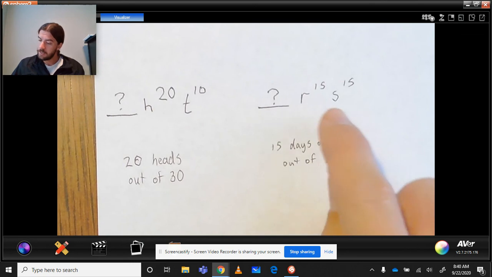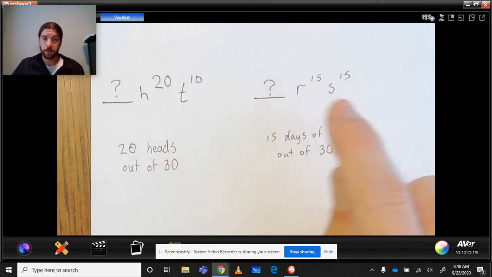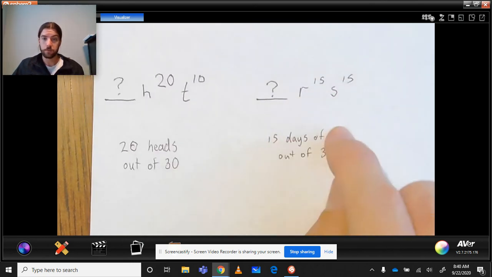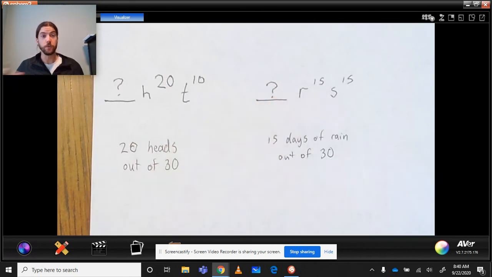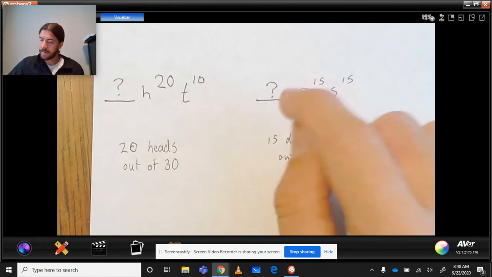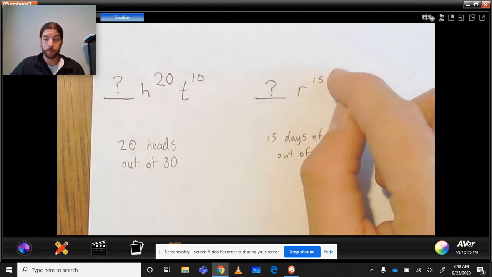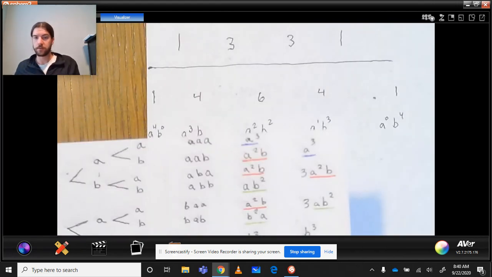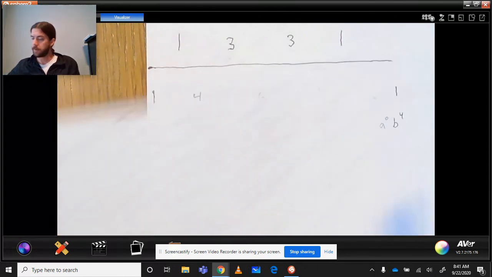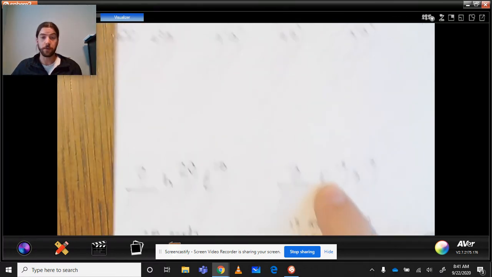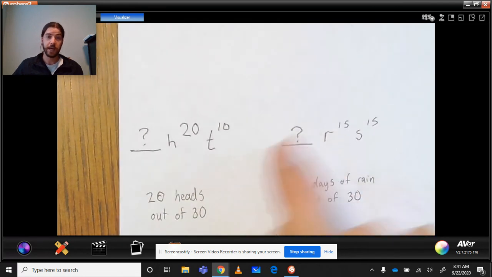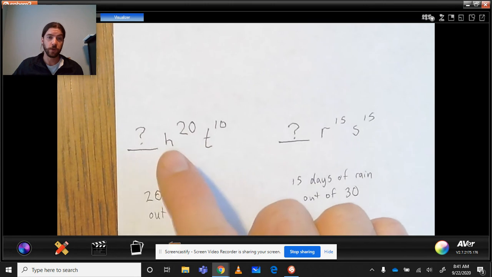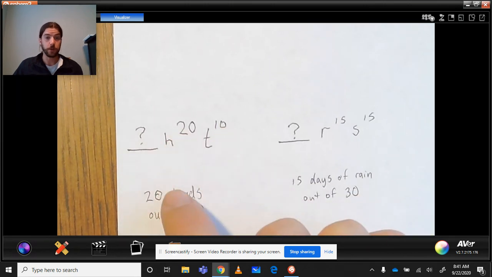If it's raining 15 days and snowing 15 days, so 15 days of rain out of 30, what is the coefficient that's going to go in front? When I do that expansion of r plus s to the 30th power, how many different ways can I make this combination? How many different pathways can I follow on my tree diagram that lead me to the same outcome of 15 R's and 15 S's? I want to know how many different ways I can get that. How many different ways can I get 20 heads and 10 tails if I flip 30 times?